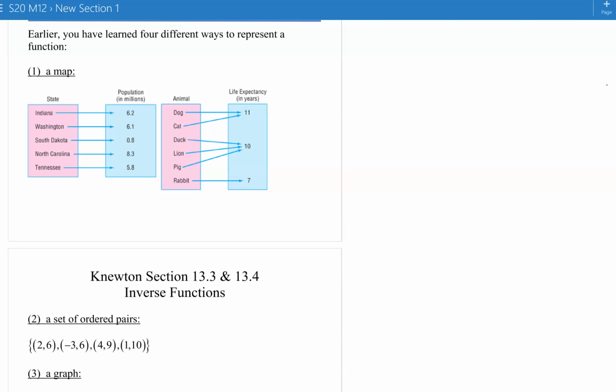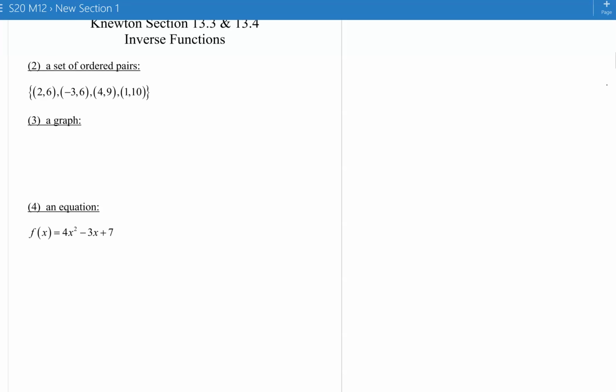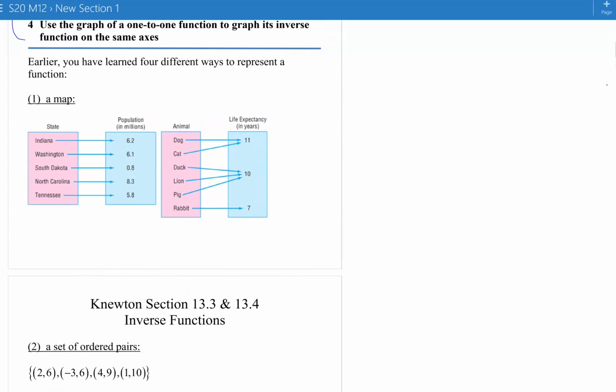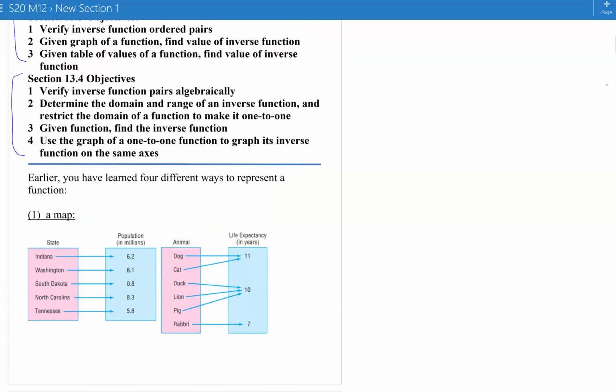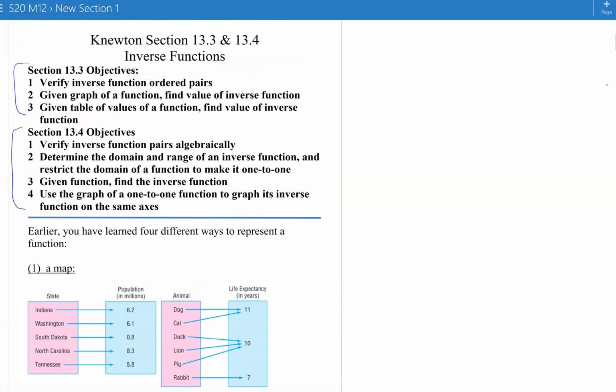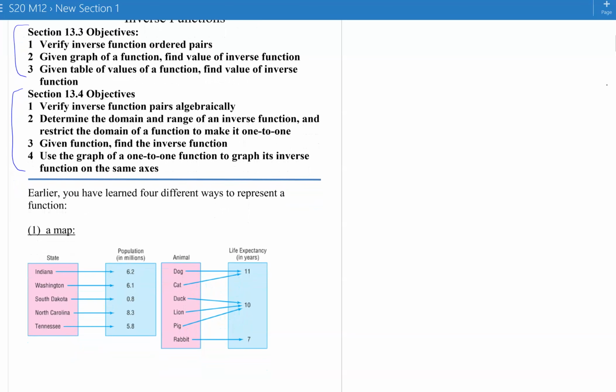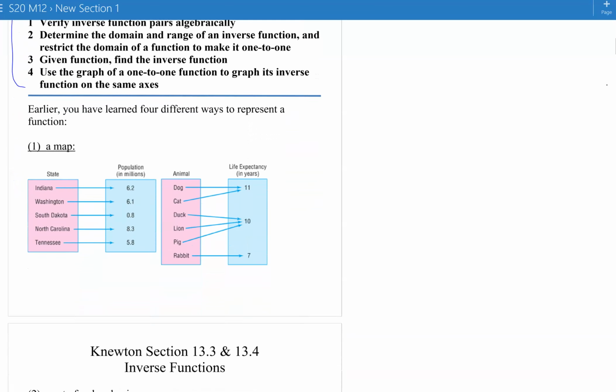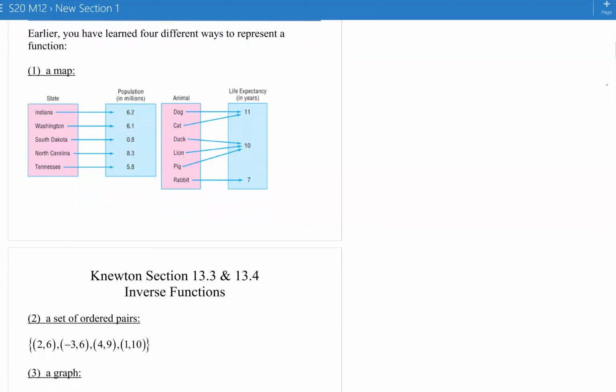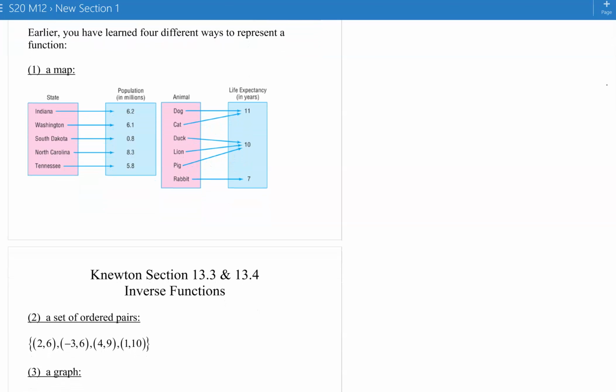A map, a set of ordered pairs, a graph, and an equation. So for each of those 4, we're going to go through a quick review of the types of representations of functions and then also of how we look at inverse functions through that lens. So the first way we looked at functions was with a map.